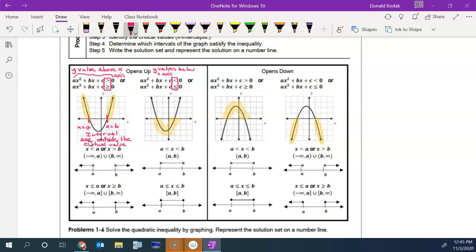All right, when the graph opens up and you're looking for where it's below the x-axis, the intervals are between. There's only one, too. This one's going to be plural. Here, there's just one interval, and it's between the critical values. And we could just write x-intercepts. That's probably better. Instead of critical values, just say x-intercepts.